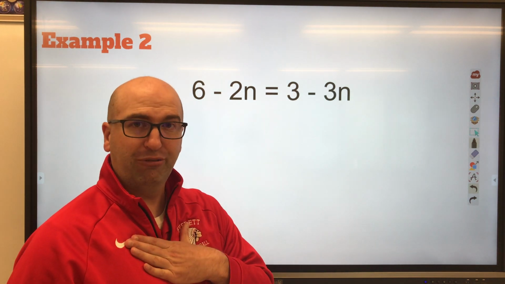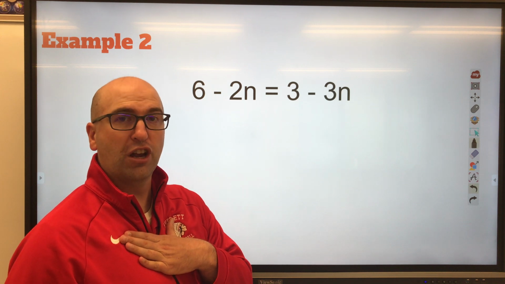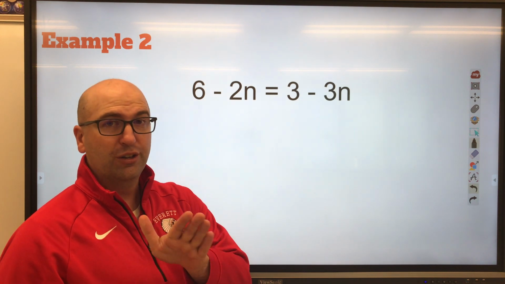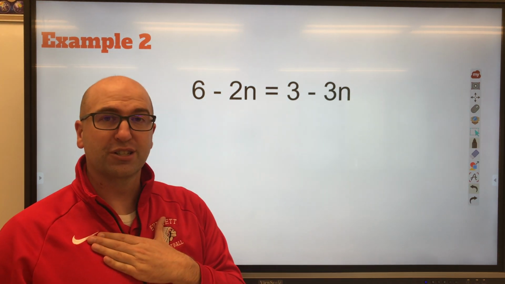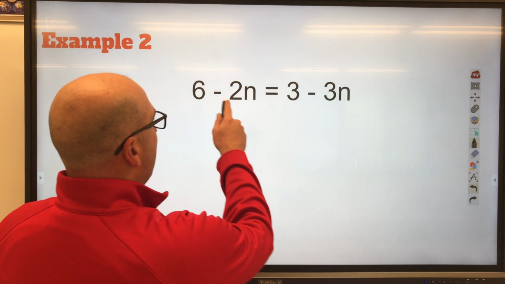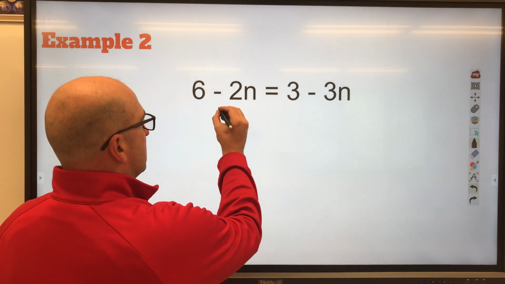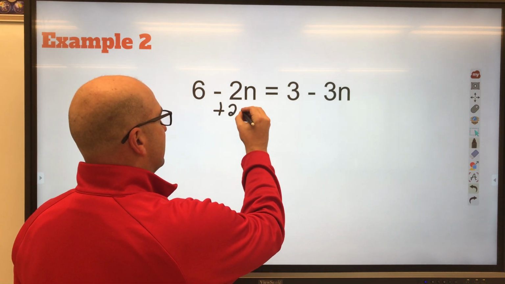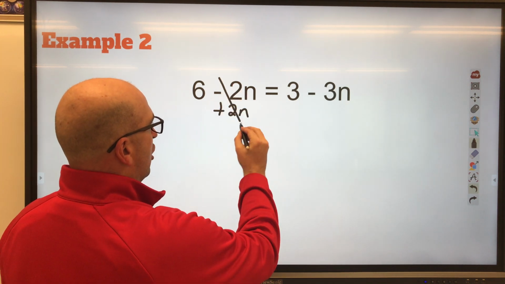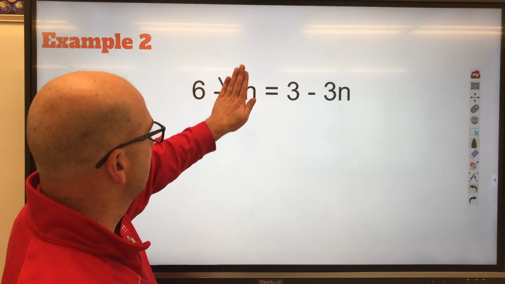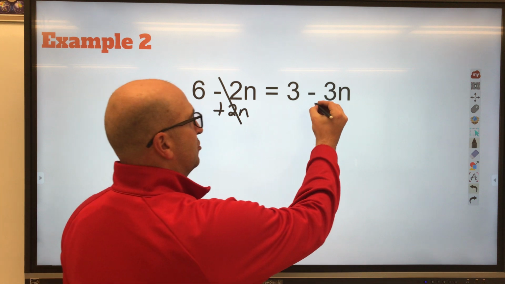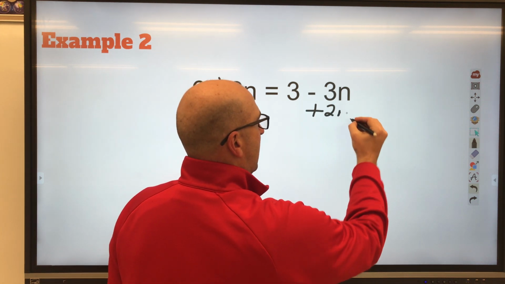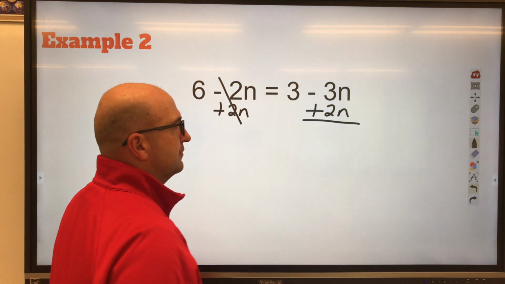My personal preference is to always start with the lower absolute value. You don't have to. You can actually start with that and move it over here. It's just my personal preference. So I have negative 2n. So I'm going to add its inverse over here. That eliminates it from this side. But now to balance the equation, since I've added 2n here, I must add 2n over here.